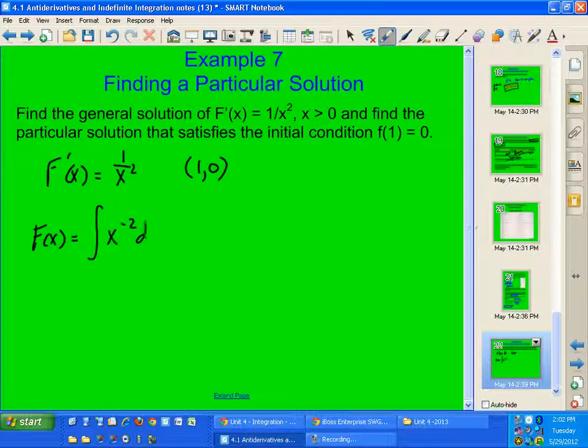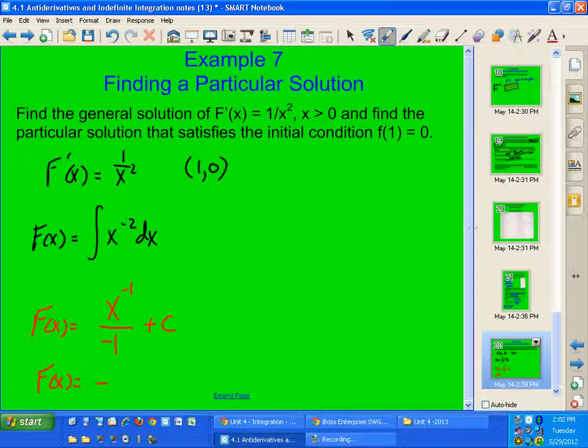Remember that when we're doing an antiderivative, we're going the opposite direction. So we're raising this thing up a power, so it becomes x to the negative 1, and I'm going to divide by that new power. Because watch what happens when I take the derivative of this f of x. And then don't forget that I have to add on my constant. So this f of x is our new equation: negative x to the negative 1 plus c.